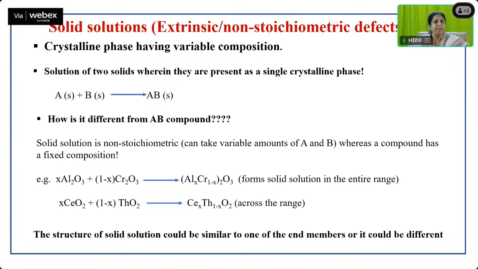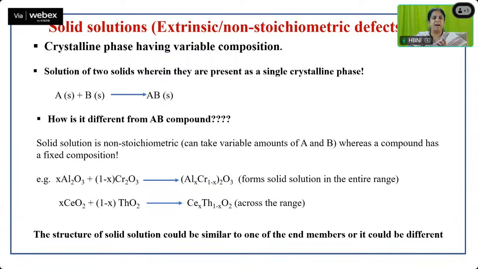In terms of defects, solid solutions are extrinsic defects. And many a time they are non-stoichiometric defects, because they affect the stoichiometry of the material, because you're ultimately playing with the stoichiometry when you want to create a solid solution. So how to define a solid solution? It is a crystalline phase having variable composition. Okay. So a solution of two solids when they are present as a single crystalline phase.